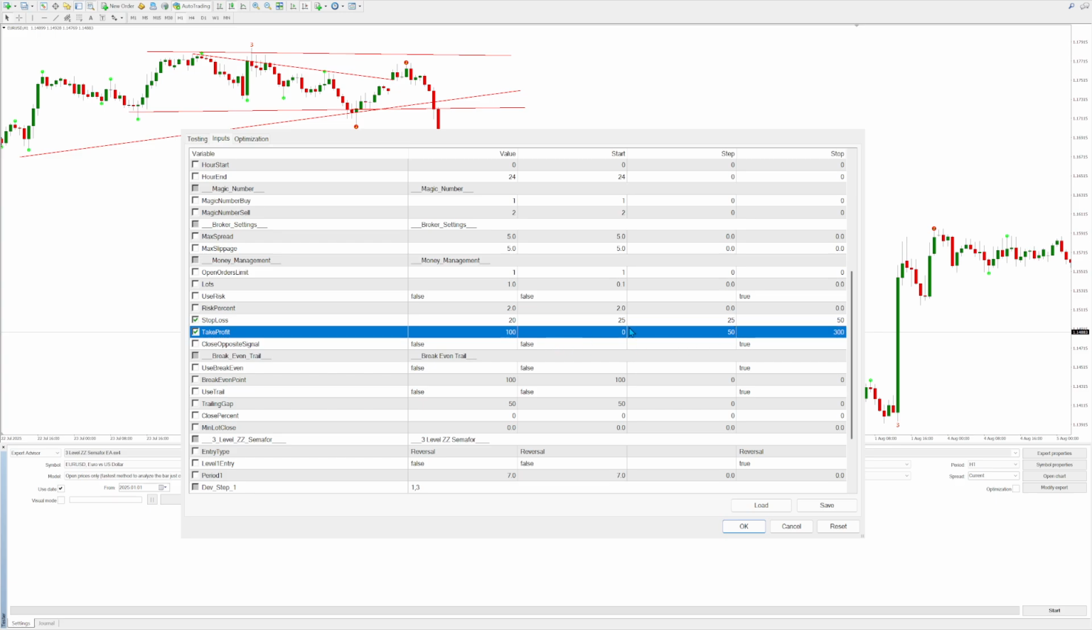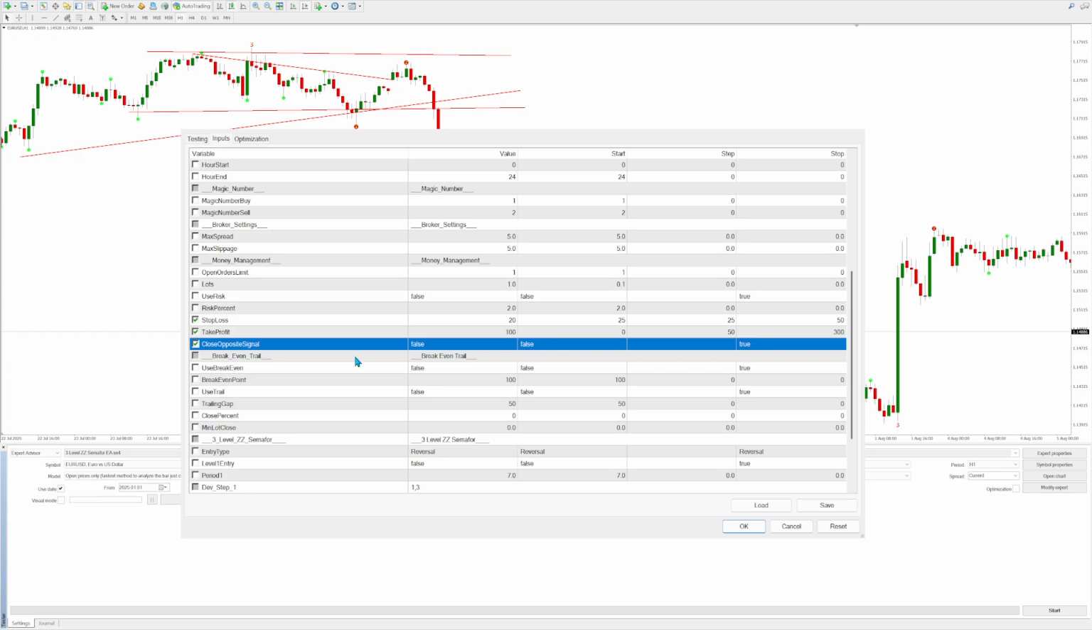So what this does: the start value is the value the test will start at for this particular setting. The step is the steps it will take, and the stop is when you stop. So if you have a take profit starting at 0, stepping at 50, and stopping at 300, that basically means we'll test take profit at 0, 50, 100, 150, 200, 250, and 300, because we're starting at 0, going to 300 in 50 increments. Close opposite signal, we'll check that. So that will test if it's true or false.